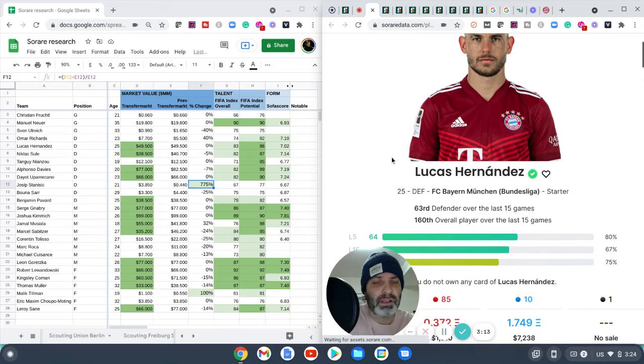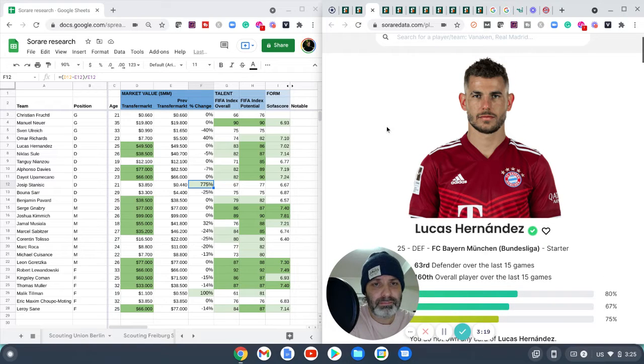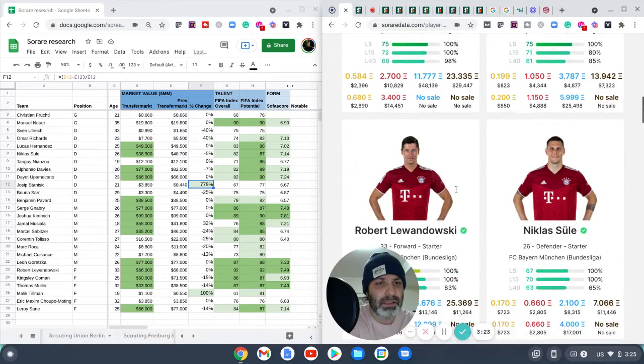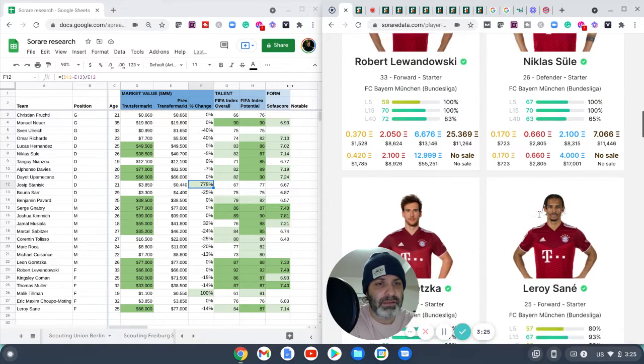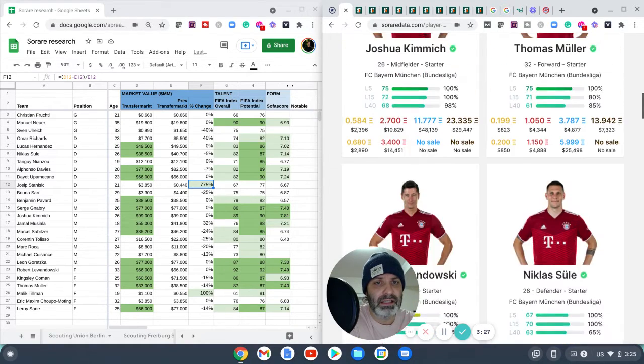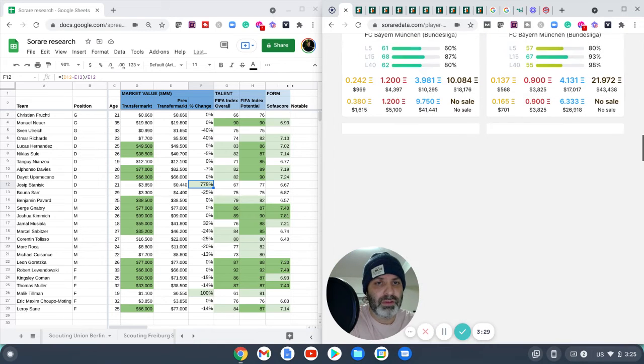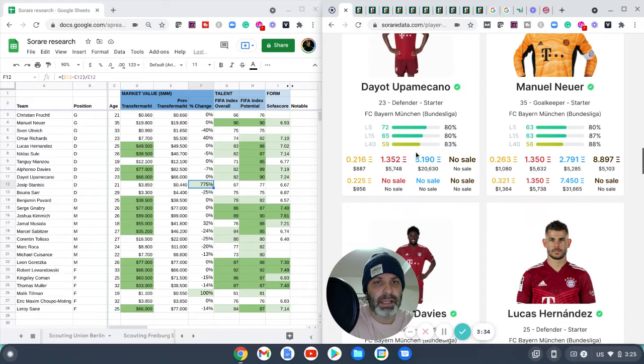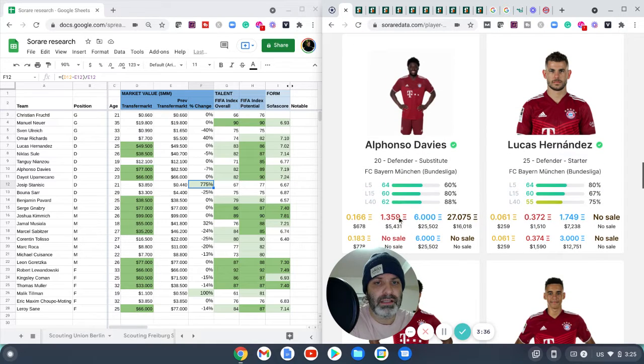Lucas Hernandez is probably the most affordable player on the back line. Sule and Davies and whatnot are, I think we see, 660, and Davies is I think double that or something. Upamecano is 1.3, Davies 1.3, yeah.